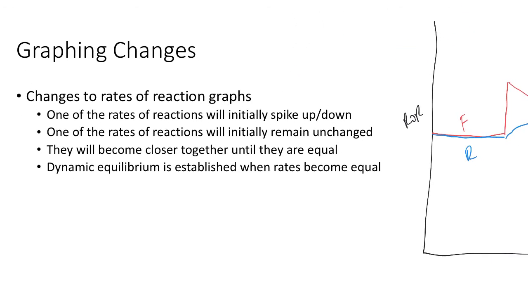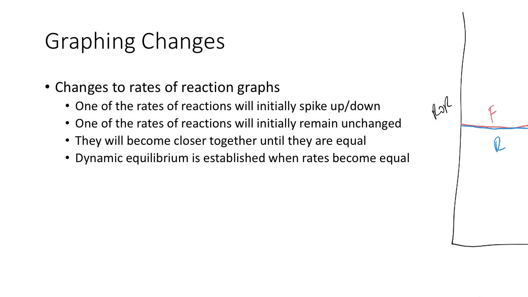Graphing changes. We've discussed that we are changing the concentration of one substance within the equilibrium system, and therefore we should recognize that one of the rates of reaction will initially spike, which means it changes rapidly, up or down. You're either going to add something or remove something from the system, and whether it's a reactant or product decides which reaction is going to be affected.